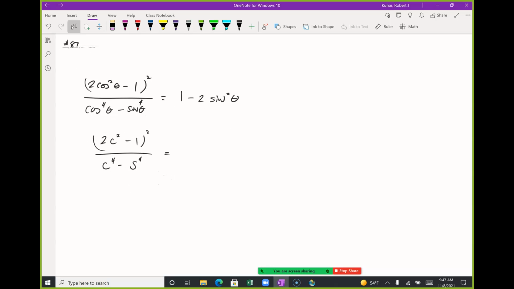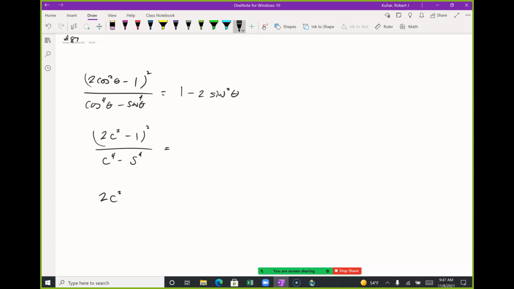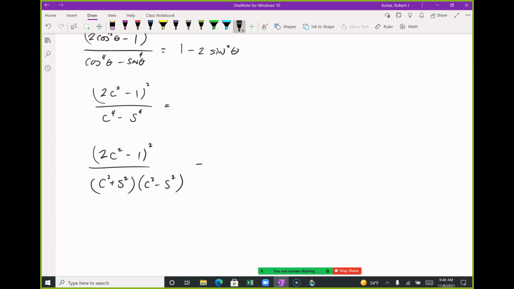I'm going to just try and leave the upstairs alone first. I'd rather factor than distribute, okay? So downstairs, I get c squared plus s squared times c squared minus s squared. Oh, look at cos squared plus sine squared. What's that? 1. So I get 2c squared minus 1 quantity squared over c squared minus s squared.